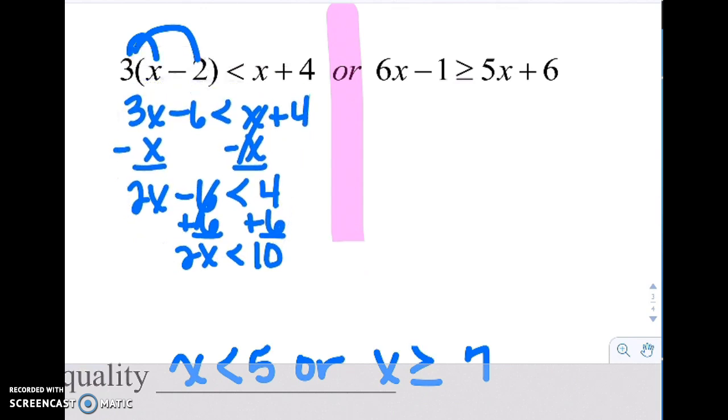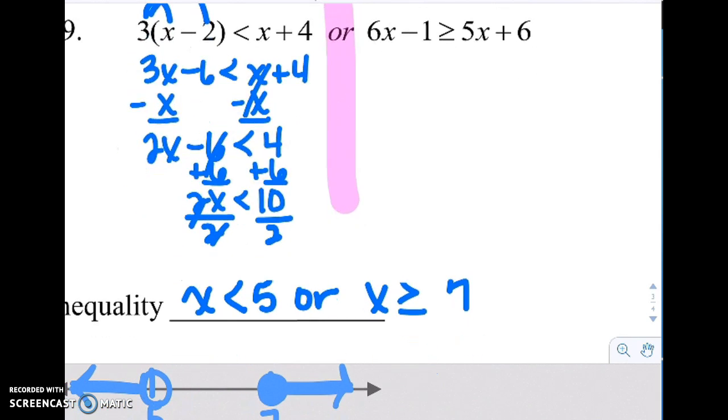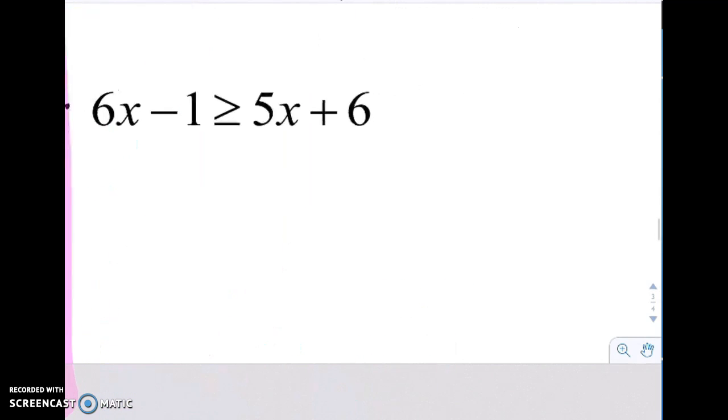Could just get rid of that. And so you can see we divide by 2 here, and we get x is less than 5. Now I want to go and solve the other half of this compound inequality, and I'm going to subtract my 5x on both sides.